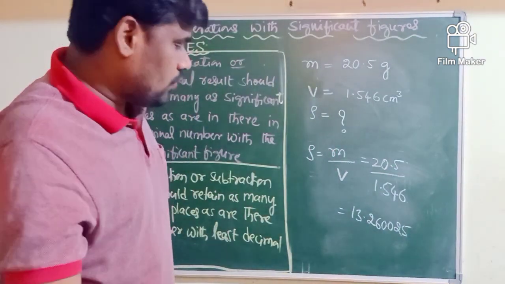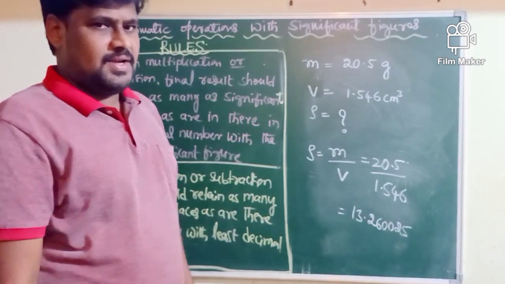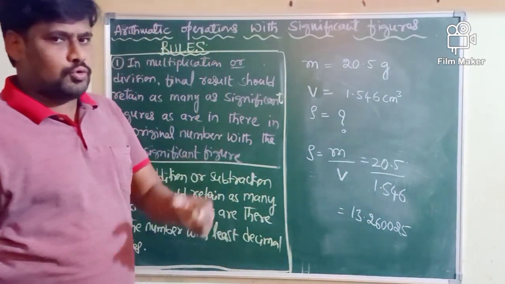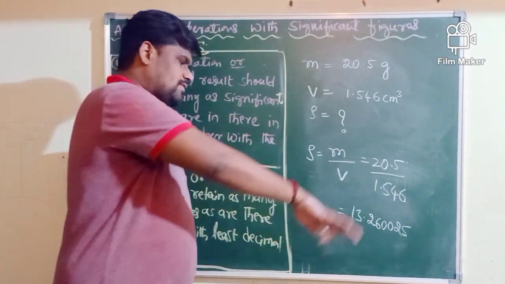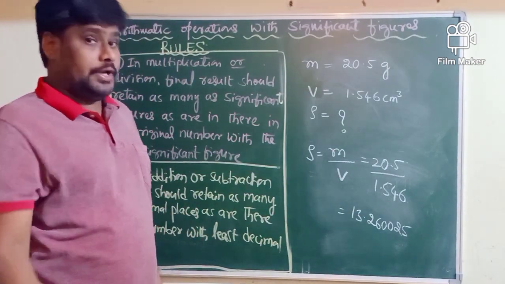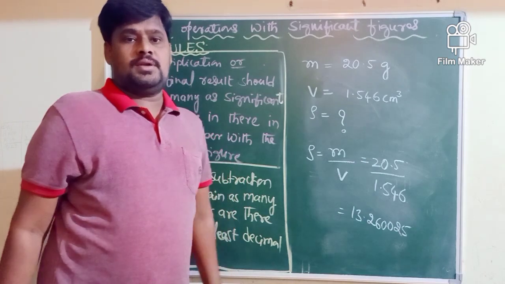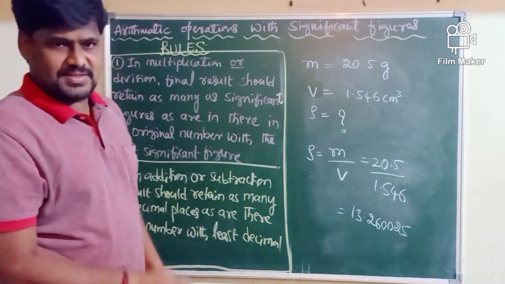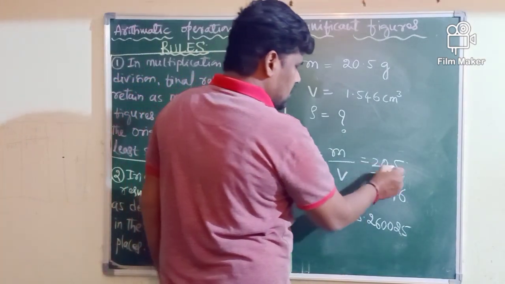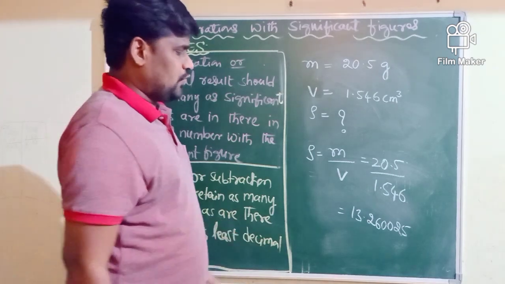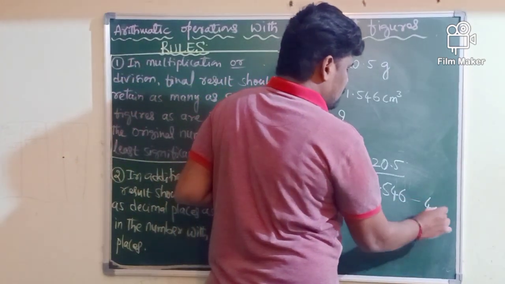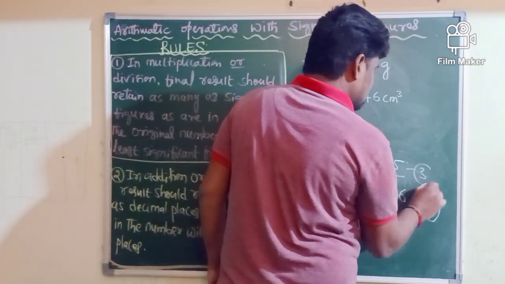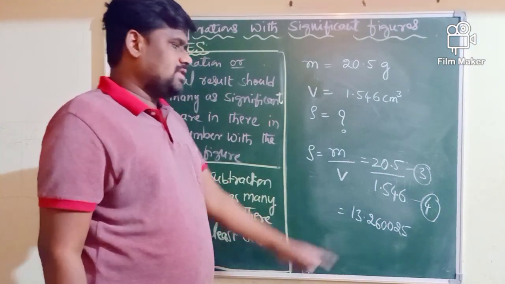As I said, we are not going to consider all the significant figures here. How many significant figures are we considering? When you are dividing or multiplying two measurements, the number of significant figures in the final result should be equal to that of the original number with the least significant figures. Which is the original number here? One is 20.5, another one is 1.546. 1.546 has 4 significant figures. 20.5 has 3 significant figures.